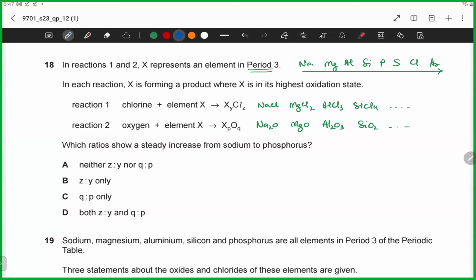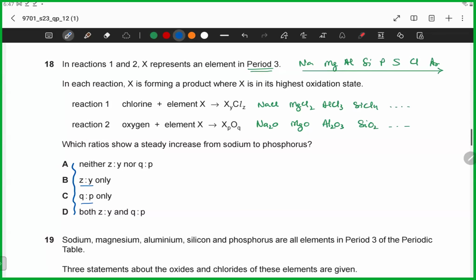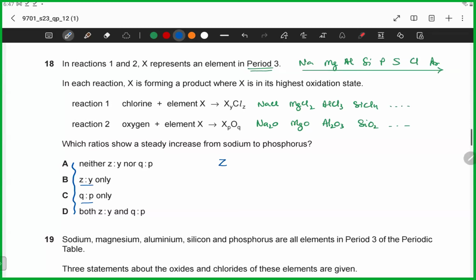अच्छा, अब steady increase. Increase in what? ये जो नीचे दिया हुआ 4 ऑप्शंस. Oh, अच्छा, okay, like options. Increase in ratio. ऑप्शन is ZY and QP ratio, right? और फिर दो ऑप्शंस हैं neither ZY QP ratio और both ZY and QP ratio. So ZY ratio. ठीक है? पहले तो ZY ratio निकाल लो. What is ZY ratio? ZY ratio is this divided by this.